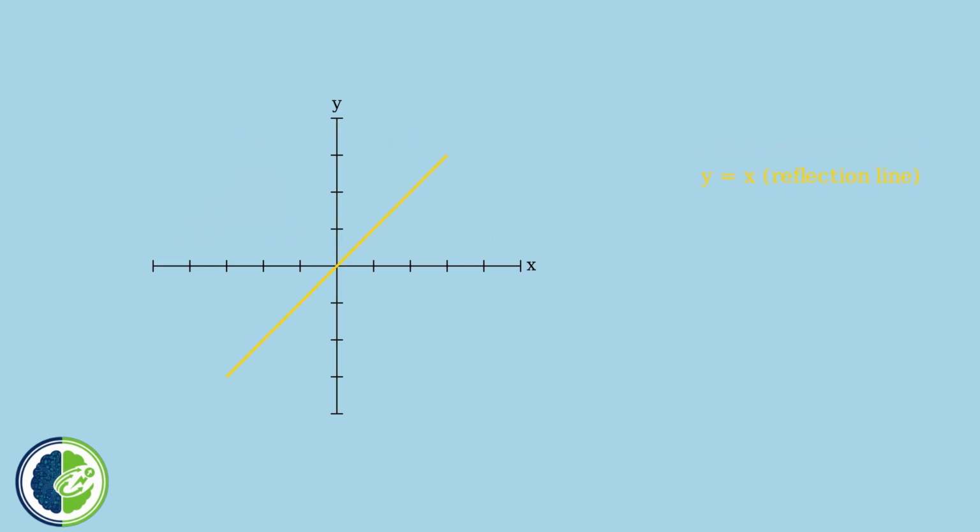Finally, let's see reflection over the line y = x. This diagonal line creates a different type of reflection where coordinates swap positions. When reflecting over y = x, the x and y coordinates swap places. A point at coordinates a, b becomes b, a in the reflection.